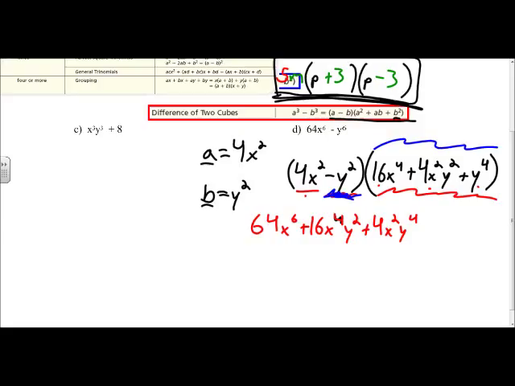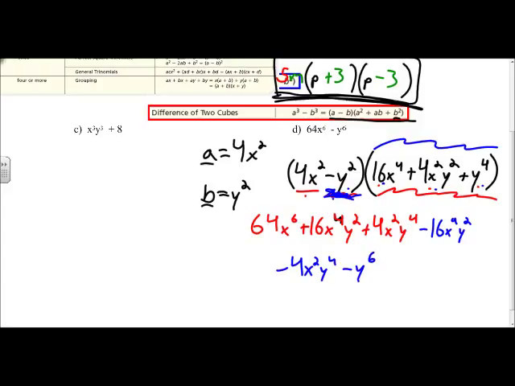So negative y squared times 16x to the 4th is going to give us a negative, because the y squared has the negative out front. Negative 16x to the 4th y squared. Negative y squared times 4x squared y squared is going to leave us with negative 4x squared y to the 4th, and negative y squared times y to the 4th leaves us with negative y to the 6th.